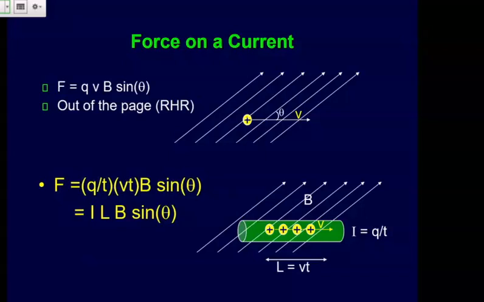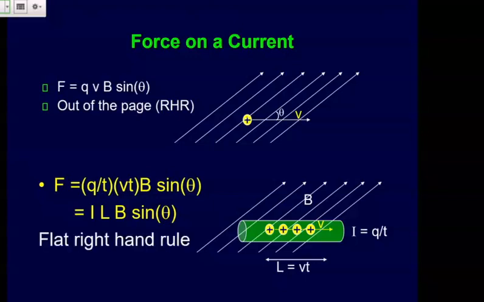And so all we do is we look at it here and we say, if I have a whole bunch of charges moving, I sort of multiply by a 1, where it's time over time. And so Q divided by T is the current, and velocity times time is some length. And so you get this new equation. Again, we use it in almost the same way as this one, but it's the current now. And so it's the same kind of philosophy. So if you have one charge that feels a force, then if you have many, they'll feel a force too.